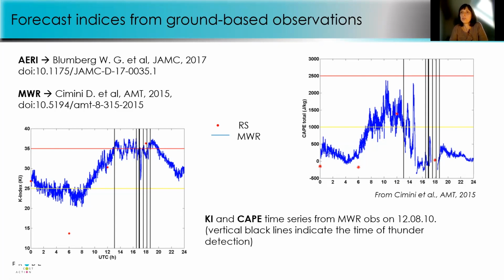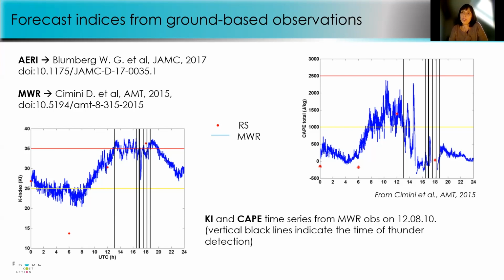Studies were performed to demonstrate the capability of different sensors. Here you see 2 examples, for the atmospheric emitted radiance interferometer and for the microwave radiometer. And these 2 time series show a typical summertime case in which convection starts to develop after sunrise and generates thunderstorms in the afternoon, which are shown with black lines.